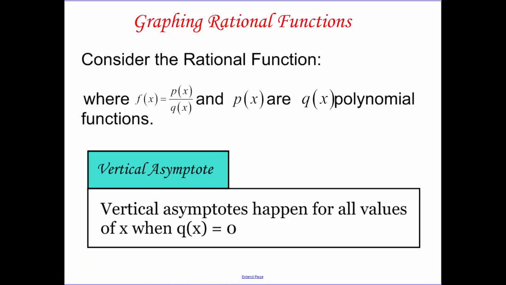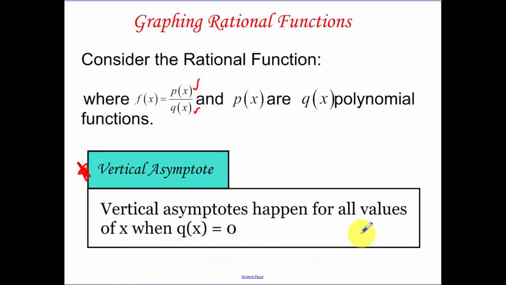Today we're going to be talking about graphing rational functions. Now consider the rational function where we have a polynomial on the top, a polynomial on the bottom. Okay, vertical asymptotes. Make sure you understand this. Make sure you have this written in your notes. This is very, very important.